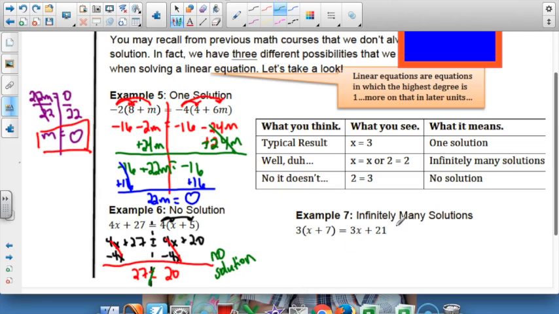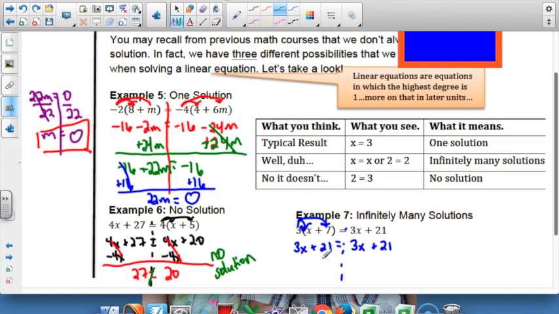All right, so one more example I'm going to do for you. In this one, we expect to see infinitely many solutions. So let me show you what that looks like. Again, I'm starting with distribution. 3 times x is 3x. 3 times 7 is 21. On this side, there's no distribution that needs to be done. So I still just have 3x plus 21.